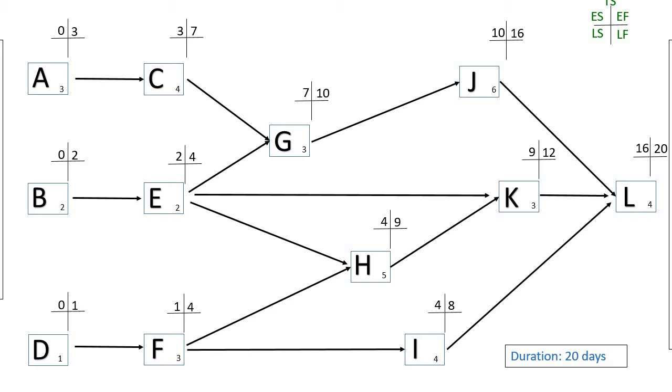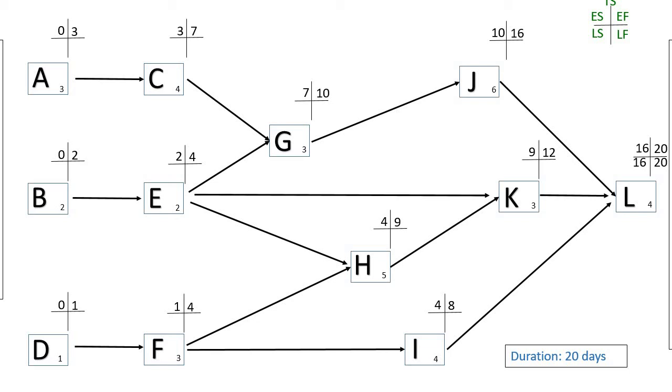Now, we've just done the forward pass. Now we need to calculate the late start and the late finish for each of the activities, and in order to do that we need to do what is known as the backward pass. So the duration of the project is 20 days, so the late finish for activity L would be on day 20. So 20 minus the duration would give us 16. So the late start of L would be 16.